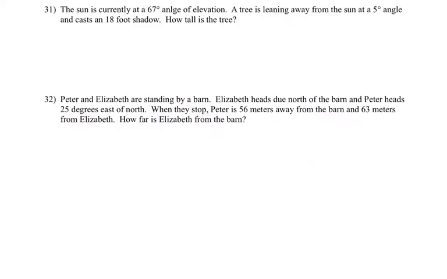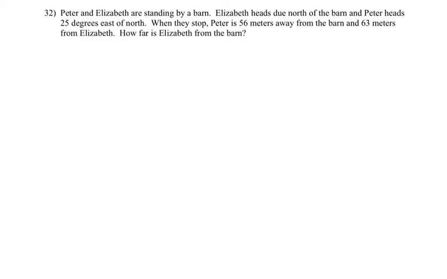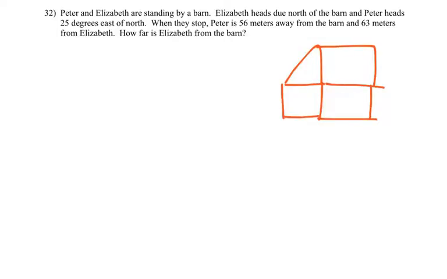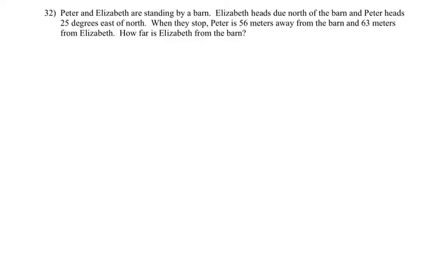Alright, let's take a look at the last two. I'm going to do 30 first. Peter and Elizabeth are standing by a barn. So we've got a barn here. My beautiful, beautiful barn. Elizabeth heads due north of the barn and Peter heads 25 degrees east of north. Okay, so apparently my barn needs to move and needs to look more like a barn right here.